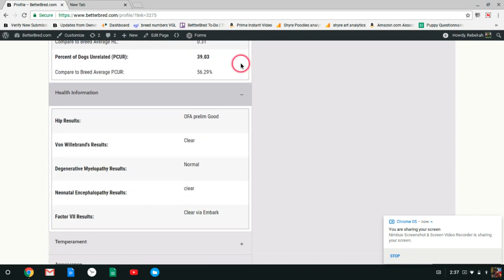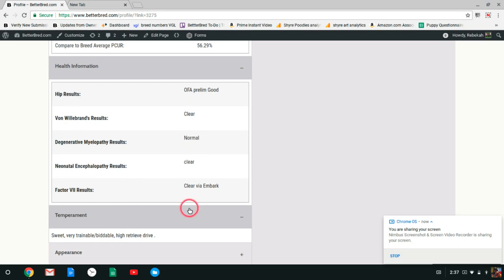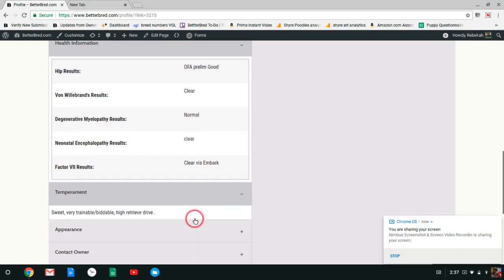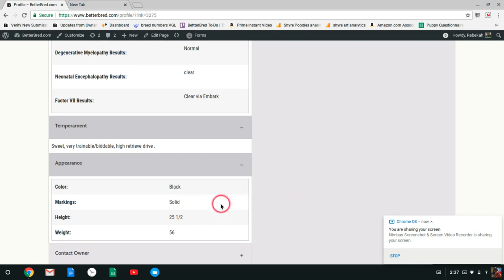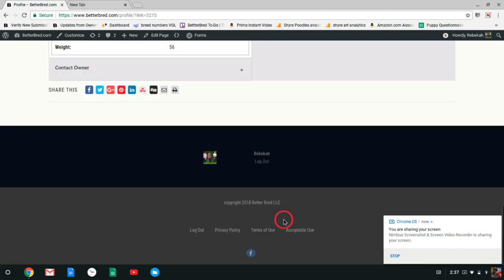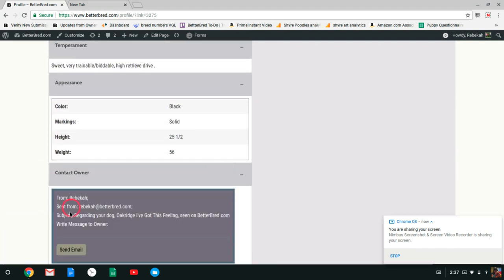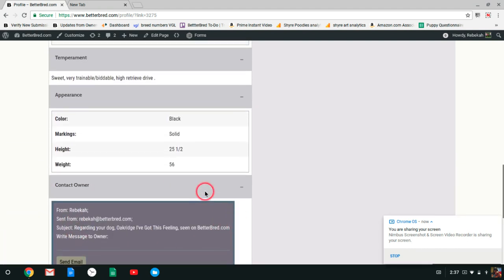So down to his health testing. He's OFA prelim good and has had quite a few genetic tests already. And here's his temperament. He's sweet, very trainable and biddable, high retrieve drive. I think he looks like quite a character from the pictures I've seen of him. Okay, and he's solid black. If you don't know who his owner is, you can contact through our website and inquire after dogs.